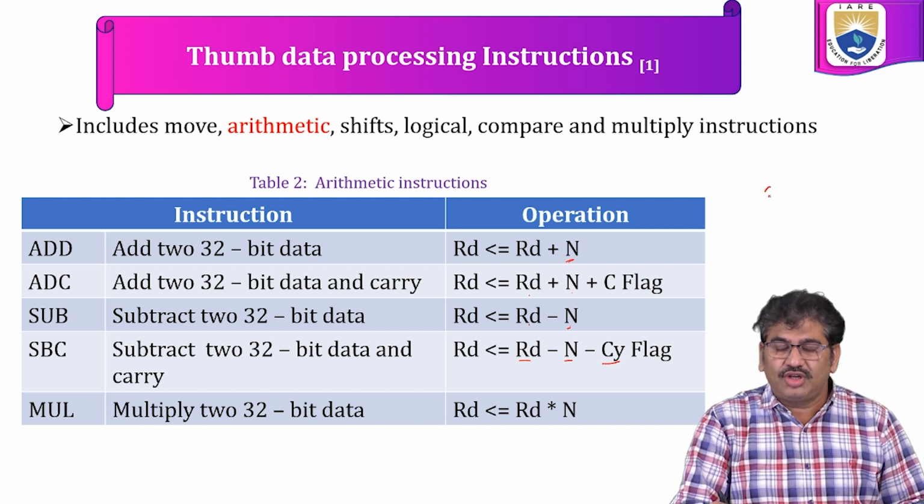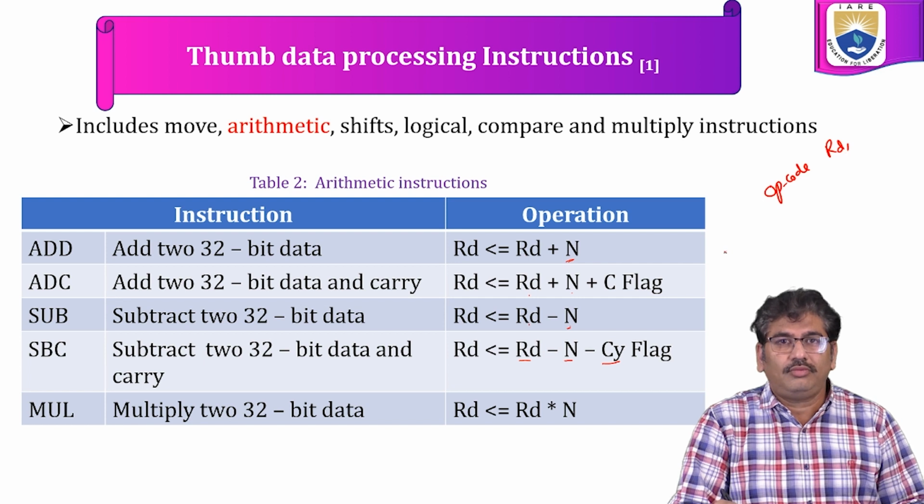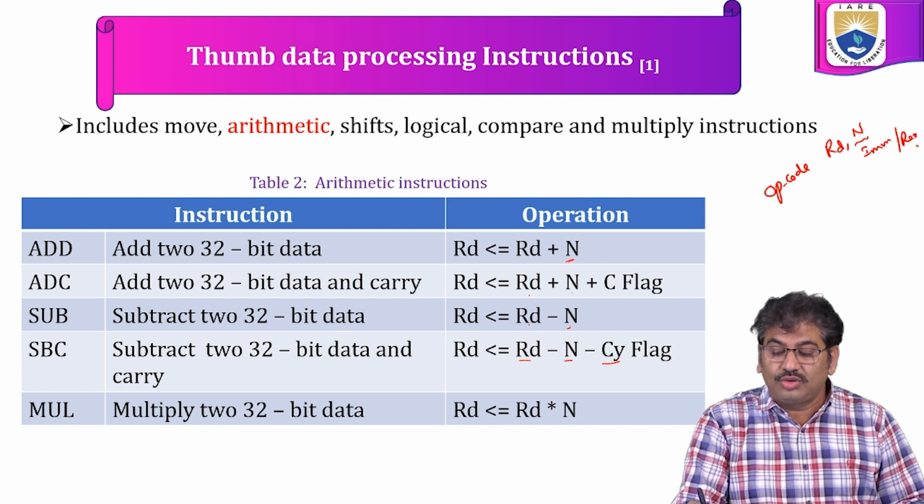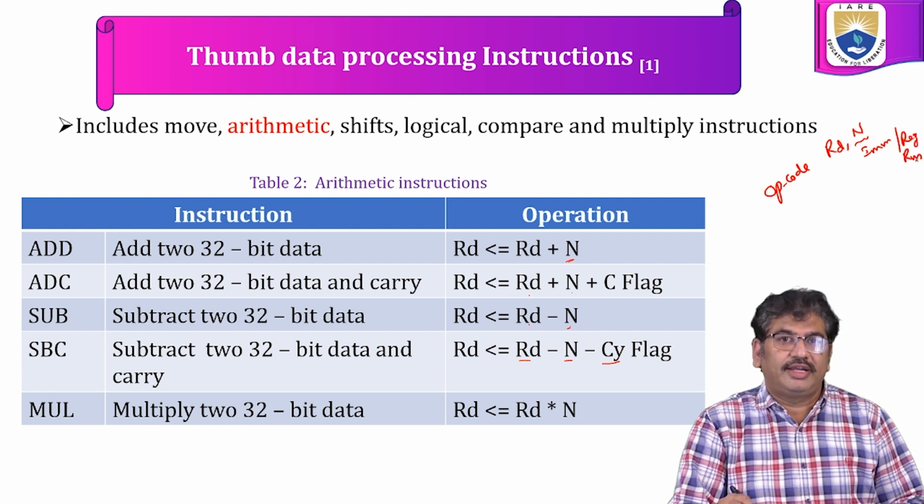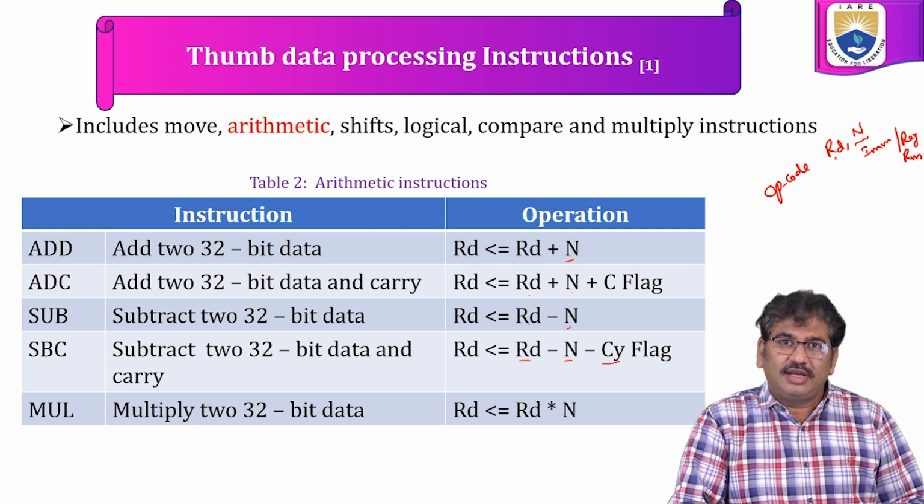The syntax of the instruction is opcode followed by RD and N, where N can be an immediate data or any register RM I can take. Always Thumb instructions will support only two address spaces.